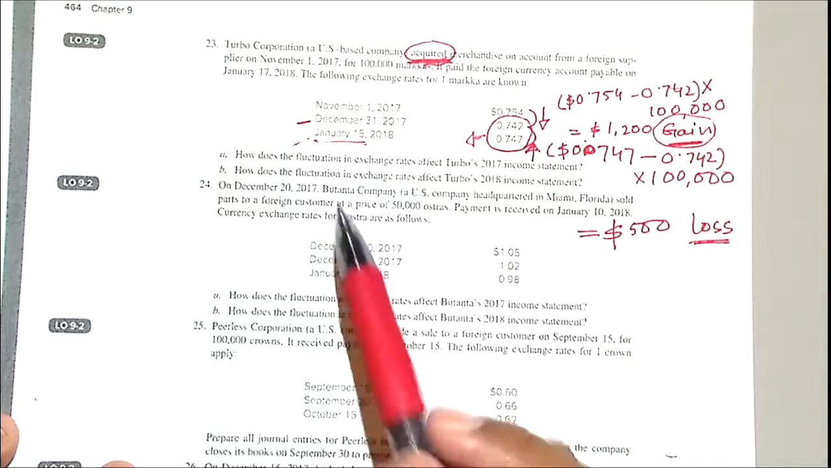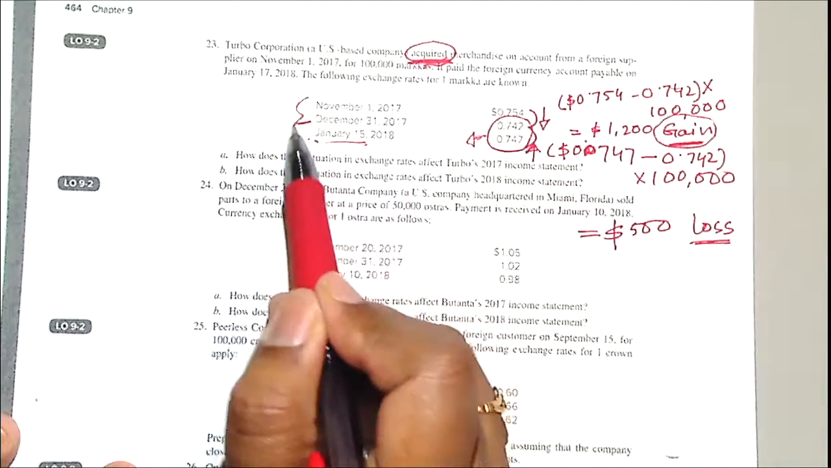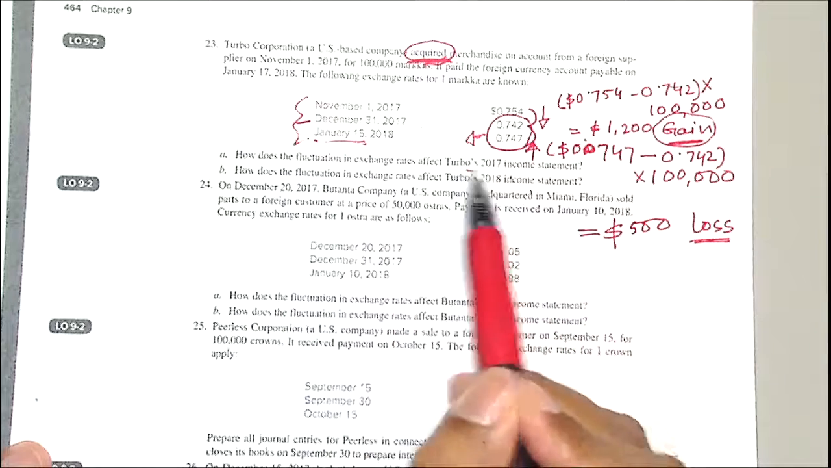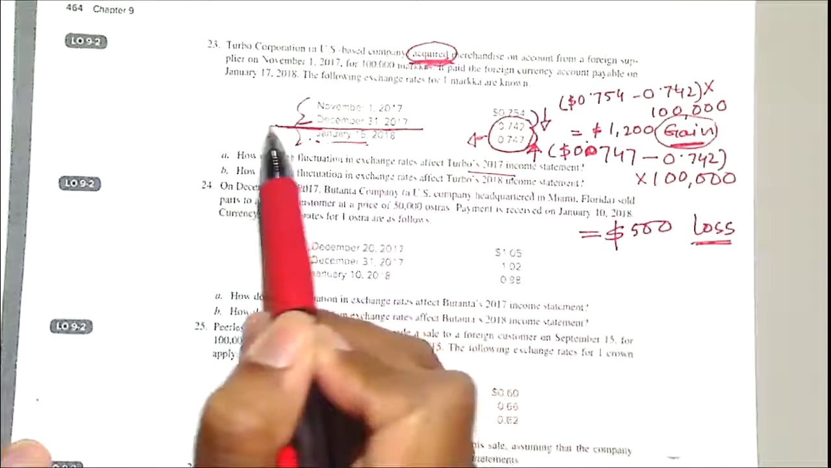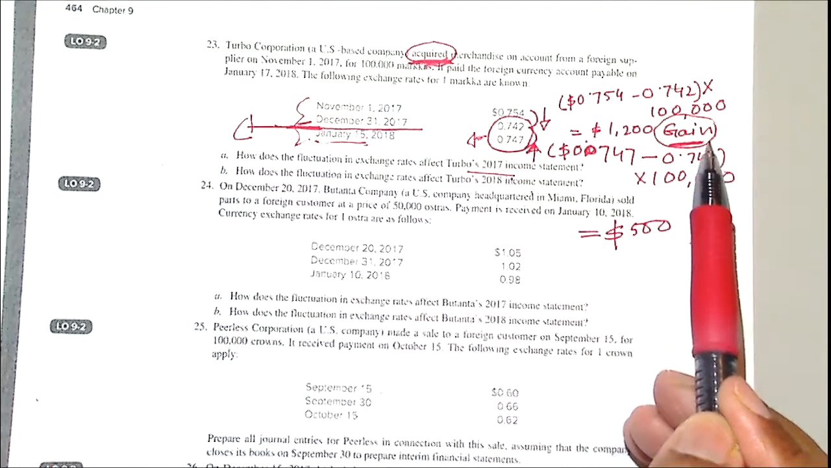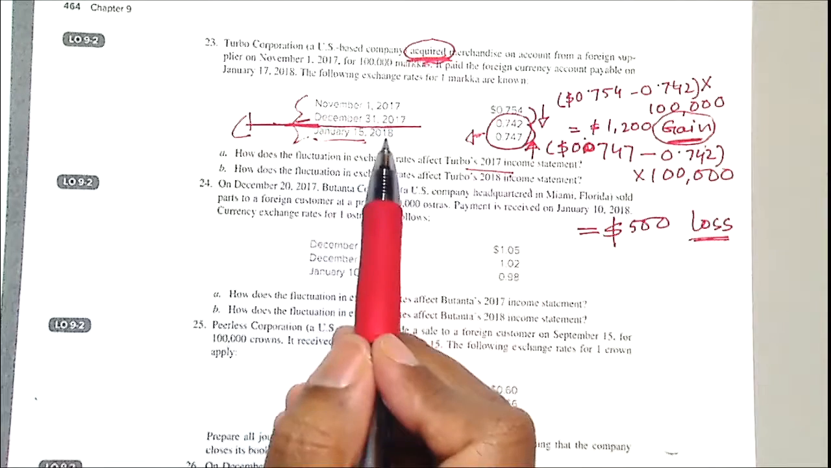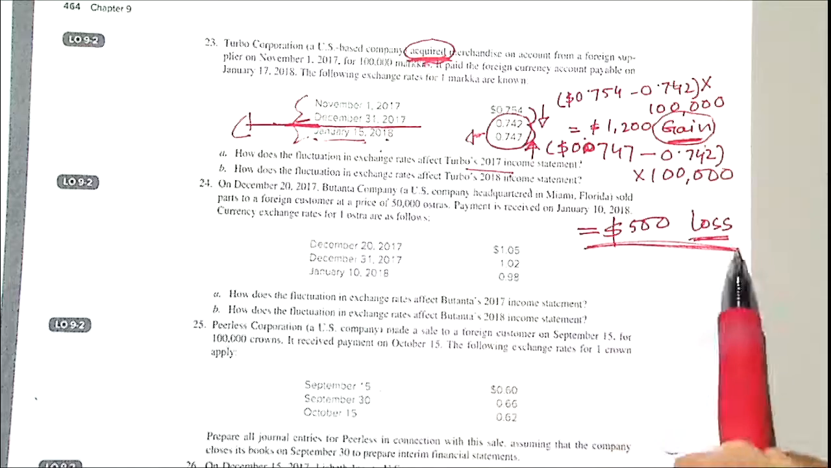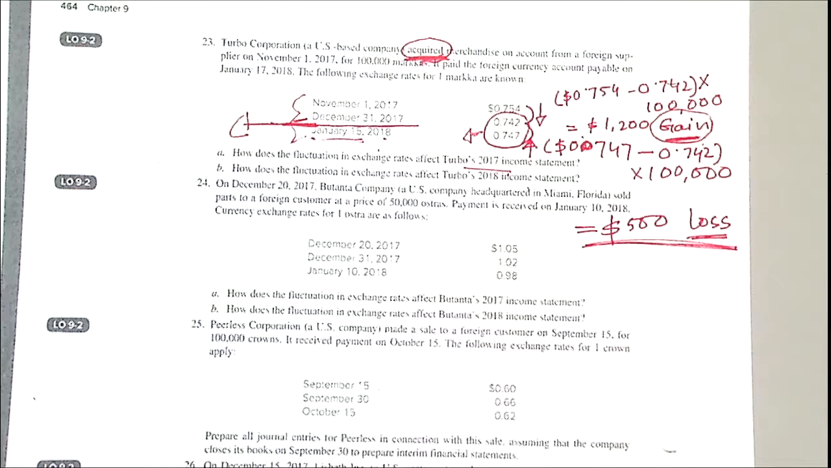So the question is how these exchange rate fluctuations will affect your 17th and 18th income statement. So for 17th income statement, which is here December 31st, you will have a gain. So it will increase your net income number. On the other hand, on 18th income statement, you are recording a loss, so it will negatively affect your income statement number. So you just need to calculate the gain or loss from here. Right.